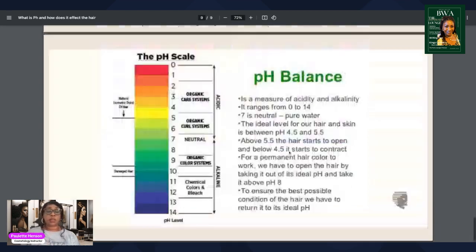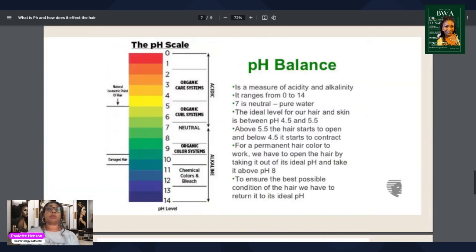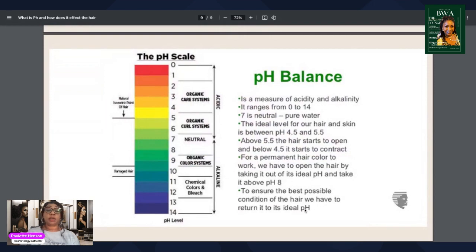So let's see if we have any more. Okay, again, when we did our color yesterday, we took the hair to 11, possibly some of you to 12 or 13. And so you want to make sure that you use a conditioning product or a reconstructive conditioning shampoo system to bring those pH levels back down.